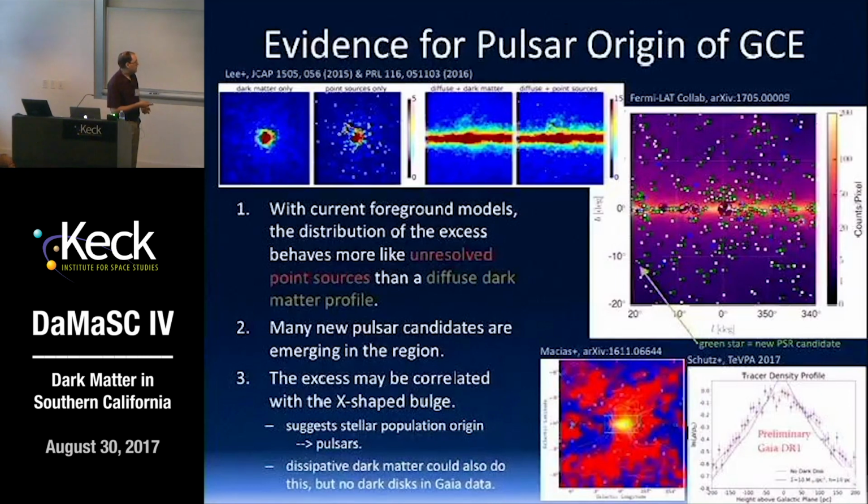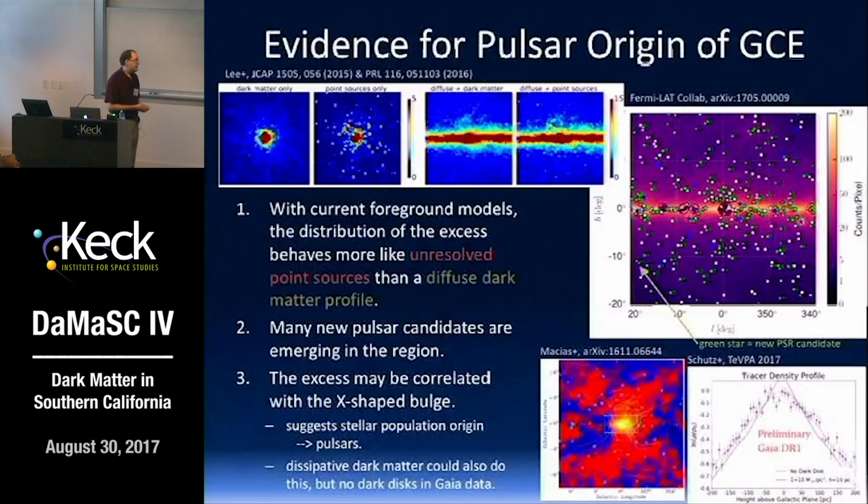Also, recently, there is a foreground modeling now where the excess appears to take the shape of the X-shaped bulge. I don't know if you can see, but there are some contour lines here that follow the infrared observations of the bulge. And they lie right on top of the excess for this particular model. And that suggests then that the excess may be coming from stellar populations within the bulge, such as pulsars. And that really would not be consistent with dark matter.